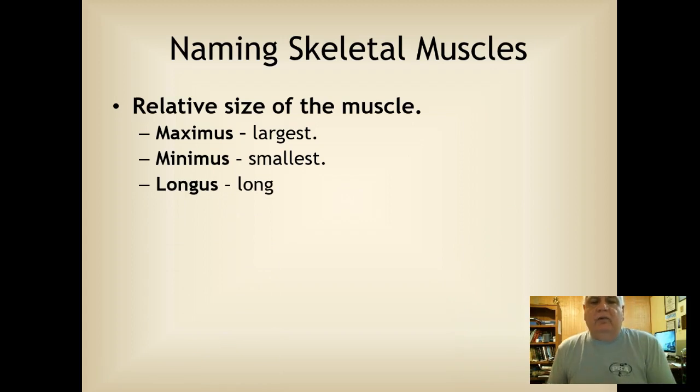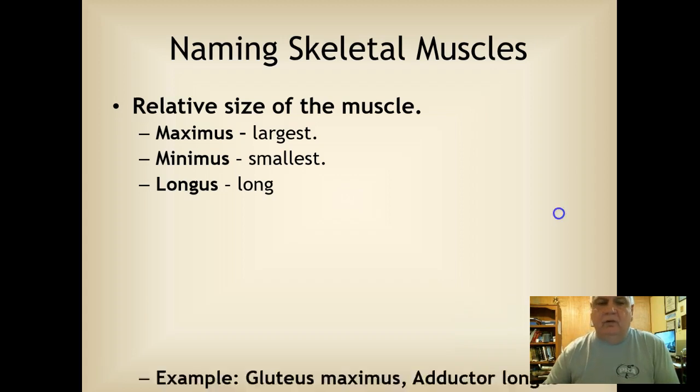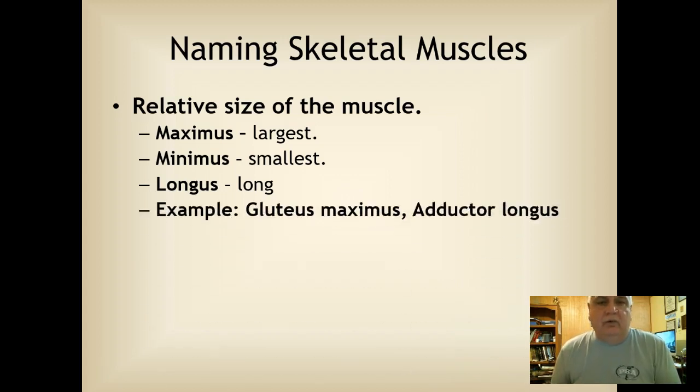And then we can also have terms like longus, which means long, from Latin. If a muscle is longer in a group of muscles, it would be called the longus. Or if a muscle associated with it was a little bit shorter, it might be called the brevis. Some examples are, as I said, gluteus maximus and adductor longus. In the adductor group there are several muscles, and one muscle is longer, so it's referred to as the adductor longus.